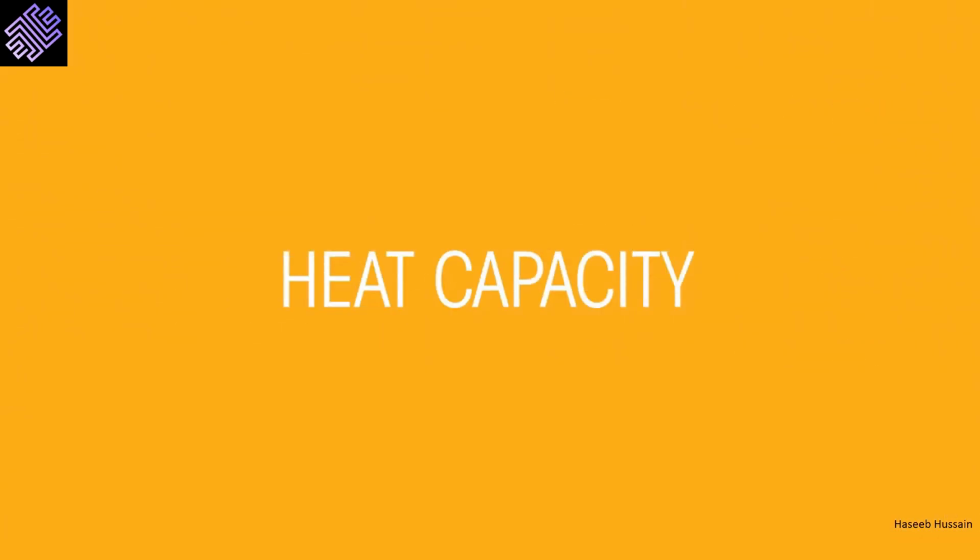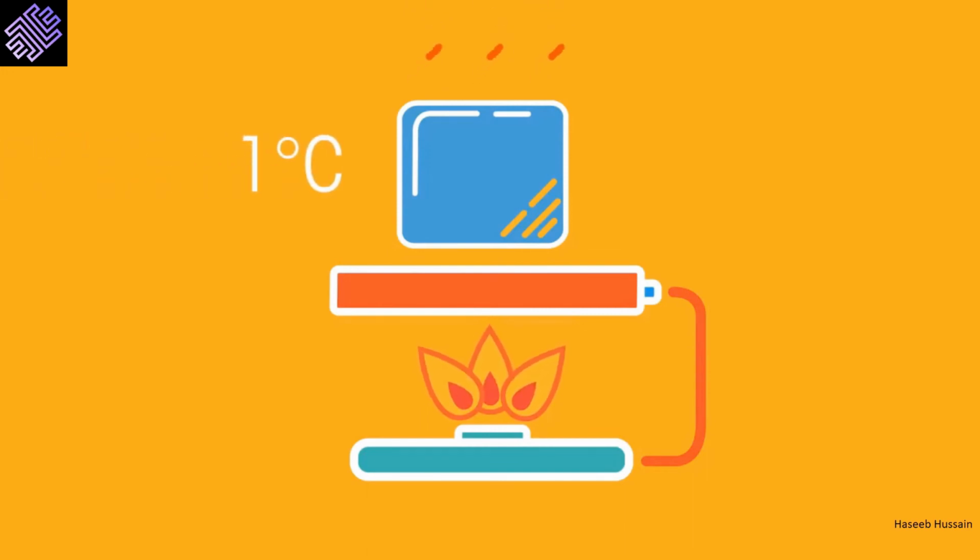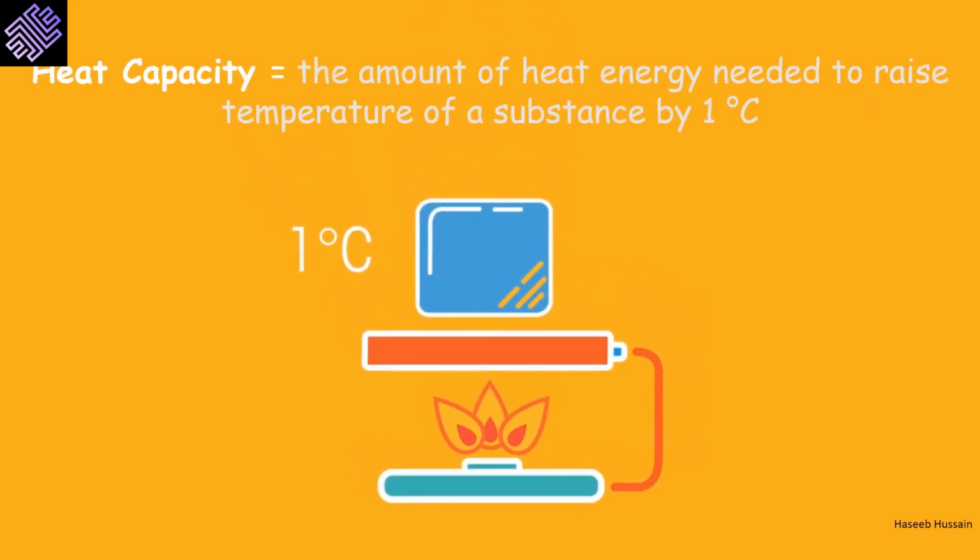We will now briefly discuss the heat capacity of an object. It is defined as the amount of energy needed to raise the temperature of an object by 1 degree Celsius. Note the absence of the word specific from the definition. This means that heat capacity is not concerned with raising the temperature of unit mass by 1 degree Celsius, but with raising the temperature of the object as a whole.